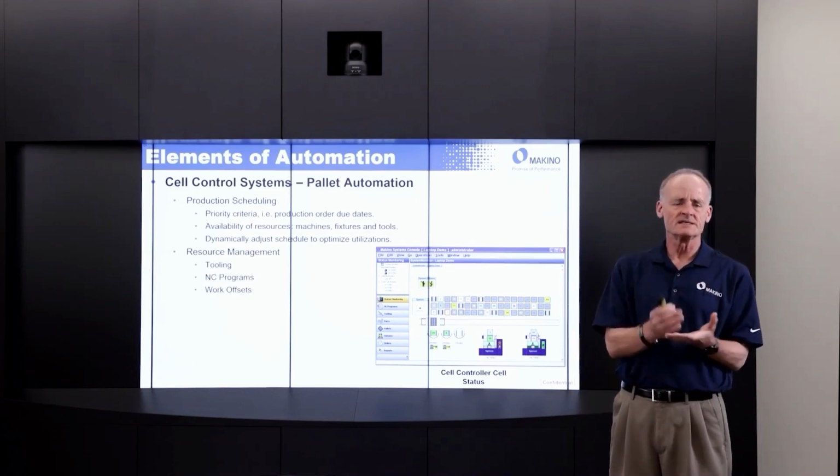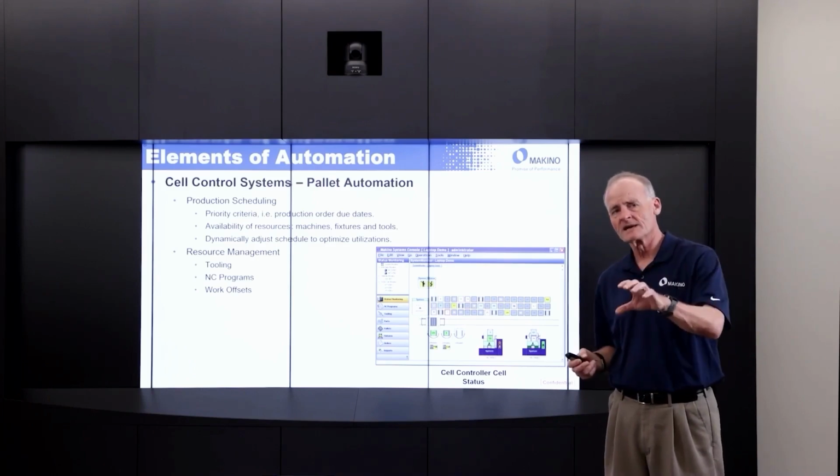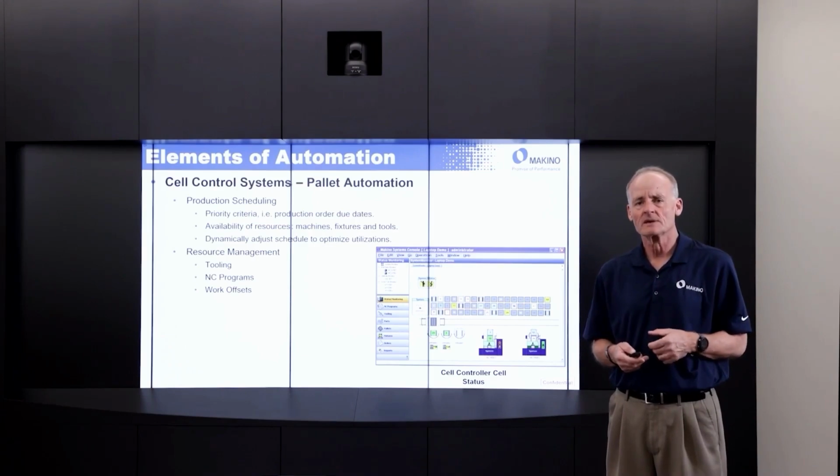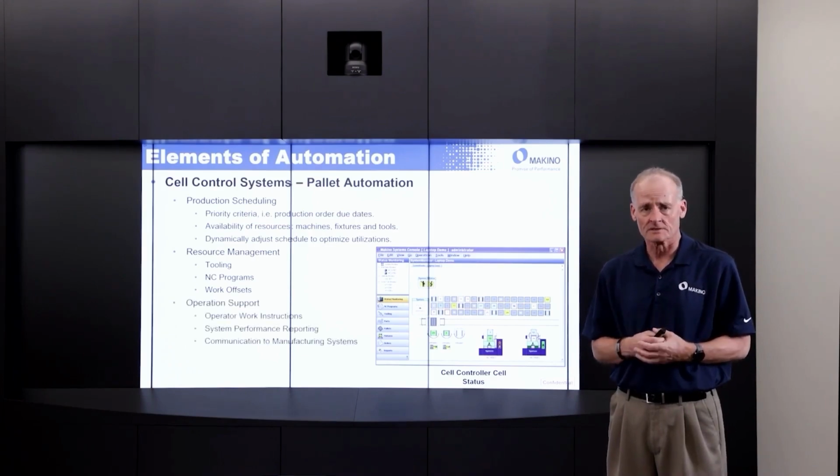Resource management, as I talked about, makes sure that you've got the proper resources available as far as the tooling. And then the NC programs and the work offsets are managed by your cell control system and downloaded to the machine based off the part type that has been loaded into the machining center.